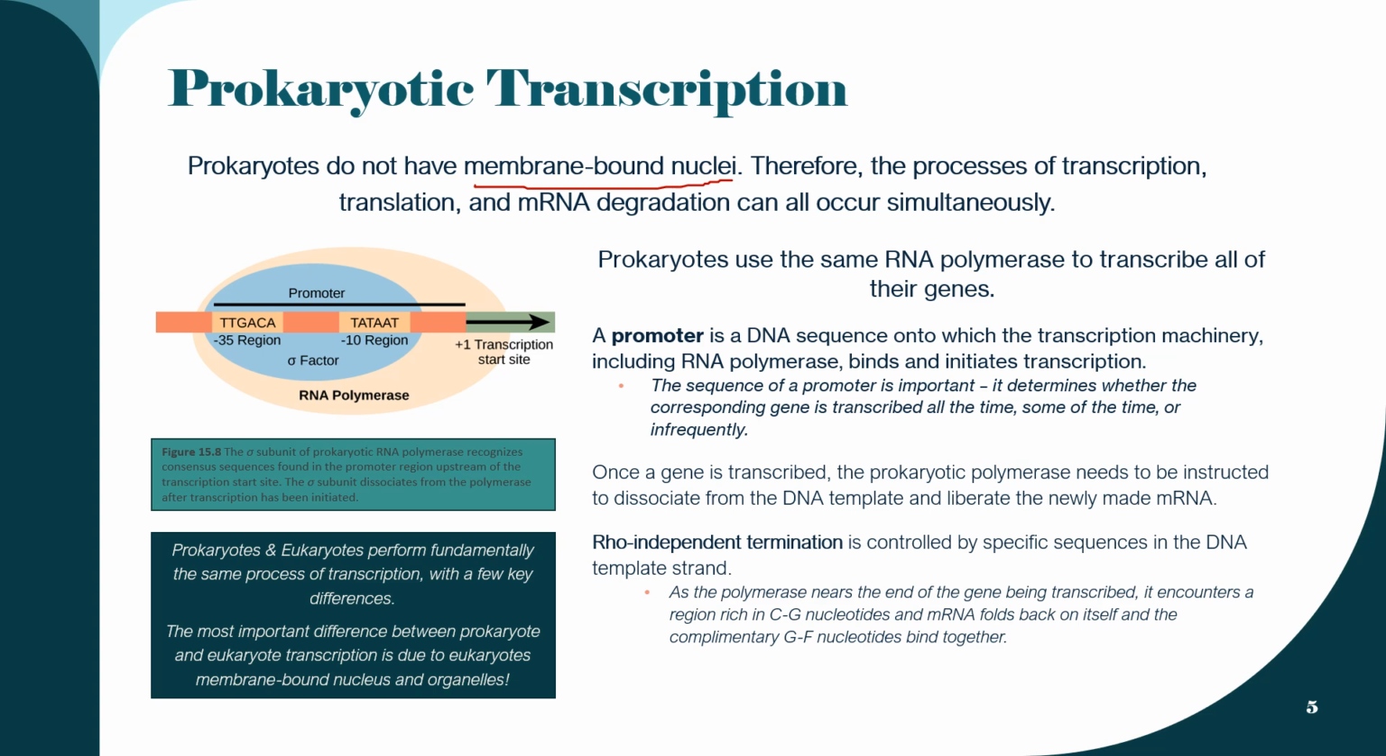So keep in mind, there's not a ton we need to remember about prokaryotic transcription other than that prokaryotes and eukaryotes perform fundamentally the same process of transcription with a few key differences. The most important being something we've heard before, which is that transcription differs due to eukaryotes' membrane-bound nucleus and organelles. So we know that eukaryotes have the membrane-bound nucleus and organelles, while prokaryotes don't. The other important distinction is that there's only one type of RNA polymerase used for prokaryotic transcription, whereas in eukaryotic transcription, we have three.